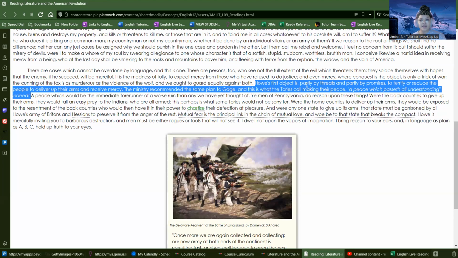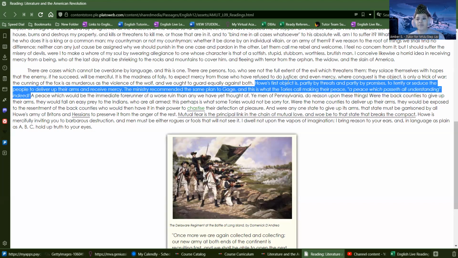So he's saying that, and this is kind of a combination of anecdotal and empirical evidence. Thomas Paine is saying he has insider knowledge about the discussions that happened with the British Army. He knows that General Howe's plan is to scare the people into giving up their weapons so that he can take over their areas, right? And Thomas Paine offers the additional information that the ministry, or the British government, recommended the same plan to Gage, who was previously the general.